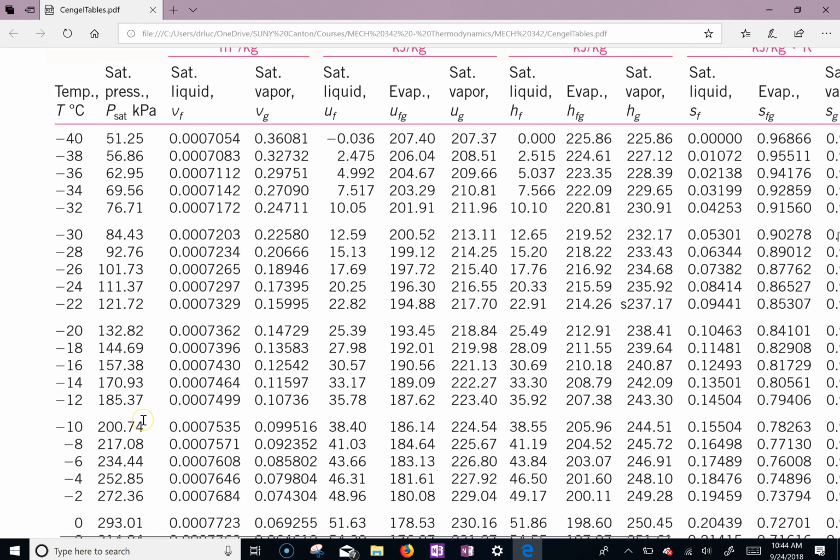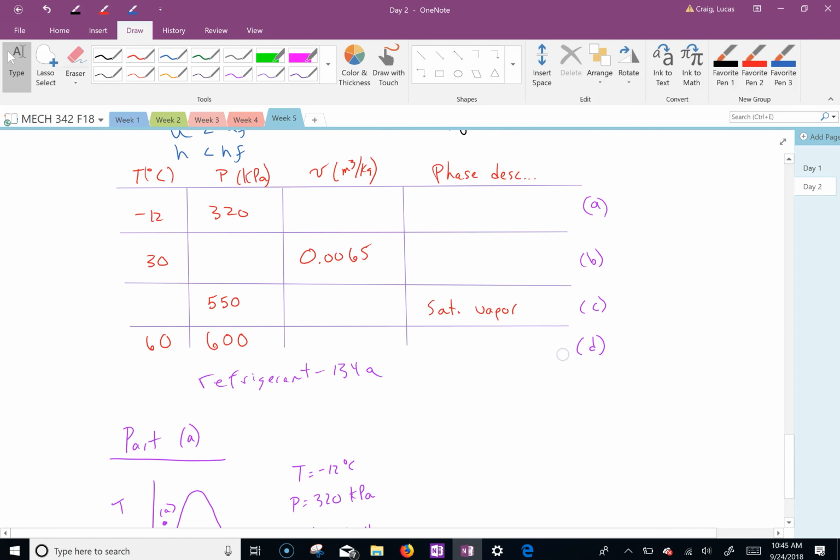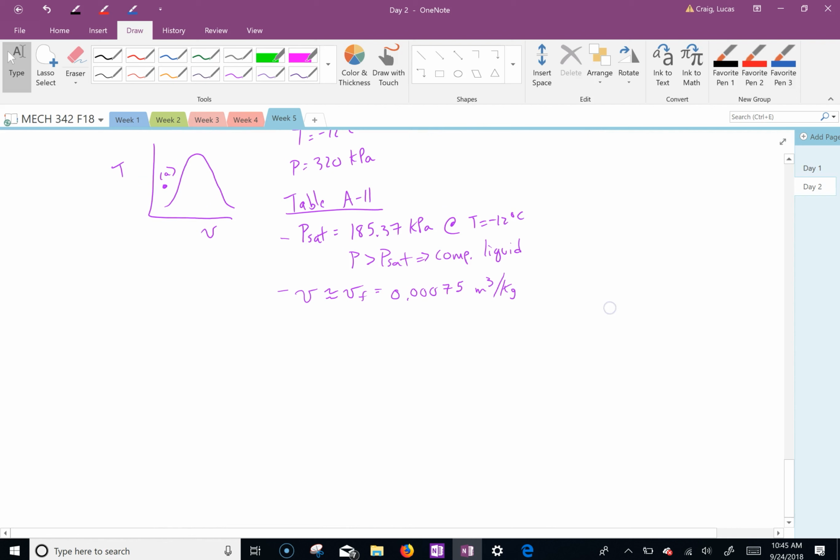Anytime you're a compressed liquid, it's fine to assume that the value for specific volume is VF. So this is the one I wrote down? Yep, I rounded. Okay. Make sense? Anytime it's compressed, yep, assume VF. All right, next one. Which one do you want to do next? I think Tyler was hinting to go with C. Let's do C.